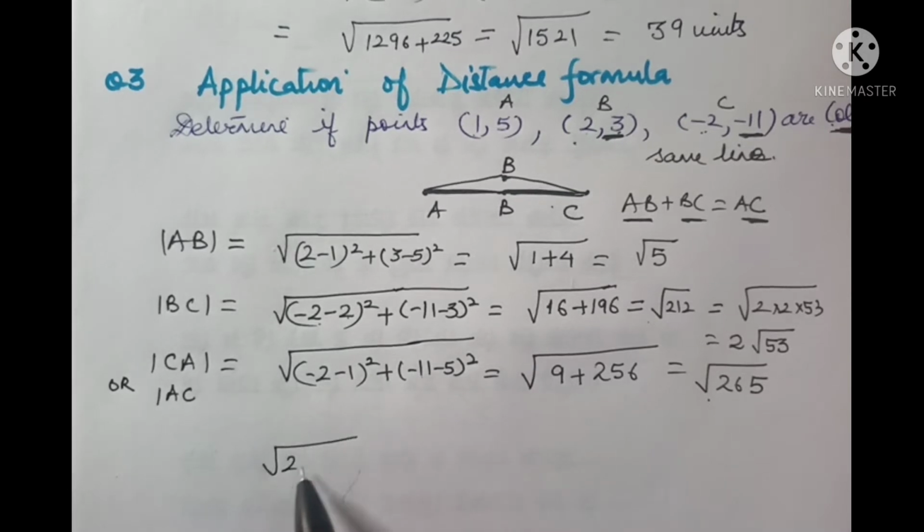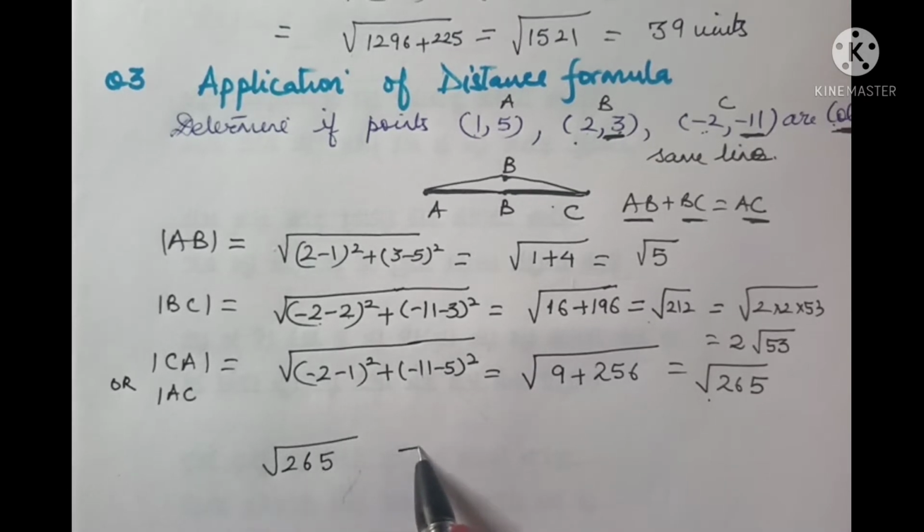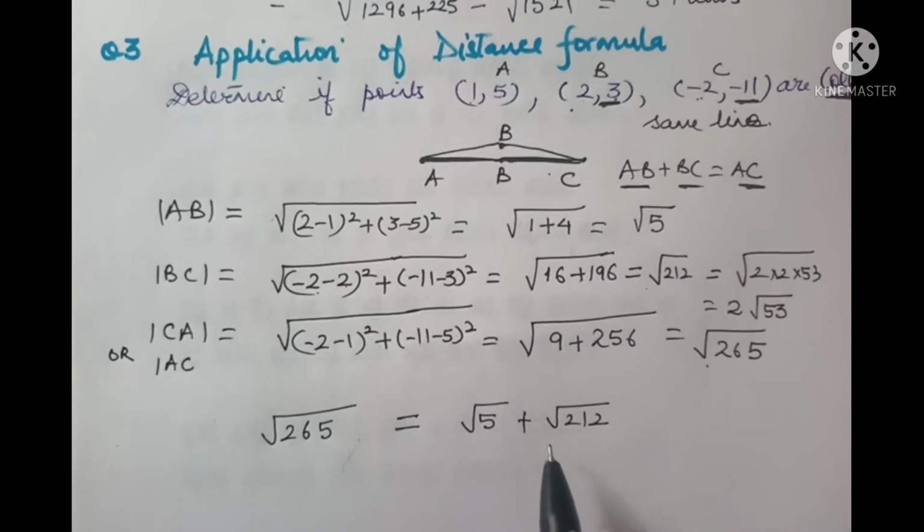So, root of 265 is equal to root 5 plus root of 212. If this is equal, then the points are collinear, and if this is not equal, then the points are not collinear. So clearly, we cannot solve this. Even if we are able to solve this 2 root 53, we are not able to add it.